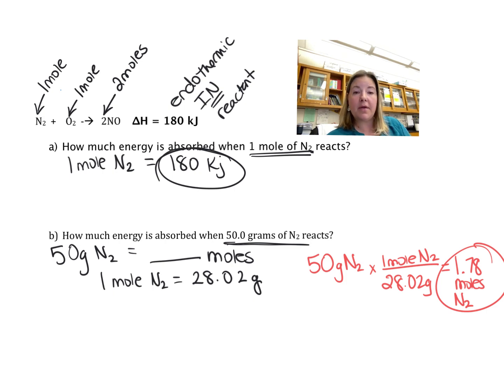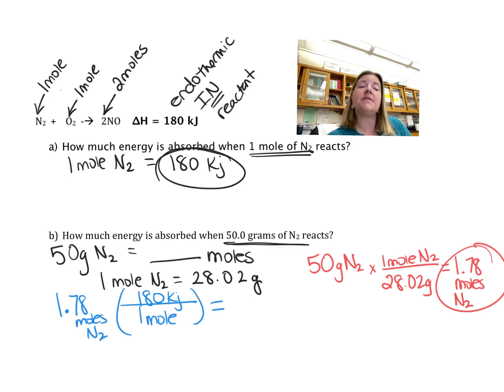Well, we've got more than 1 mole. We have 1.78 moles. So we're going to use the relationship that 1 mole is producing 180 kilojoules, and we're going to use our 1.78 moles. And we solve and we find that if we've got 50 grams, because we've got 1.78 moles, we're going to make 320.4 kilojoules. We're going to need to absorb that much energy.